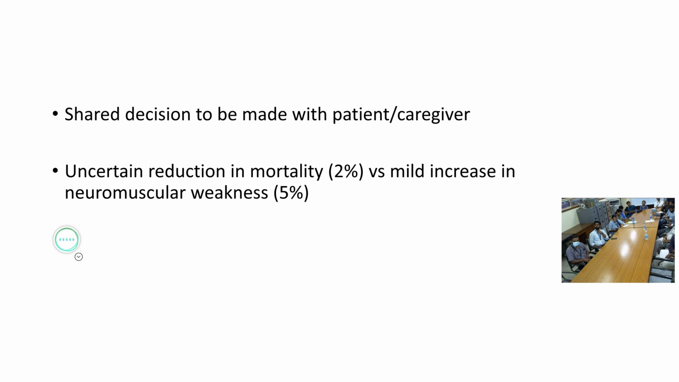So, as per the results of this guideline and the systematic review, there was an uncertain reduction in the mortality, which is 2%, crossing the line of no significance, versus a mild increase in neuromuscular weakness. This is something that can be explained to patients easily, and it is possible to make a shared decision with the patient or caregiver in each individual case using this guideline.